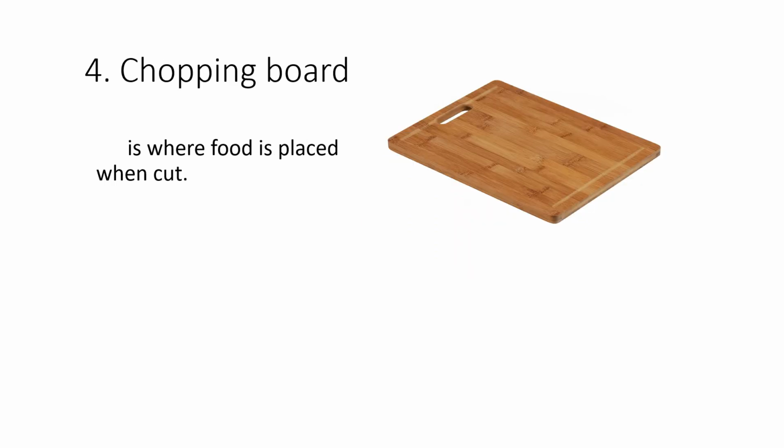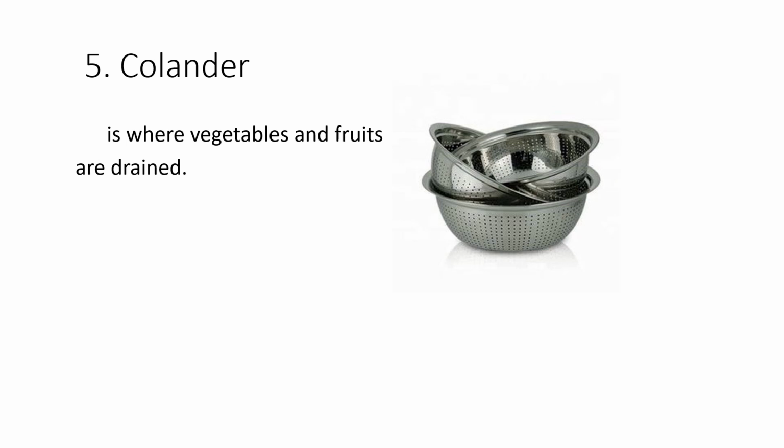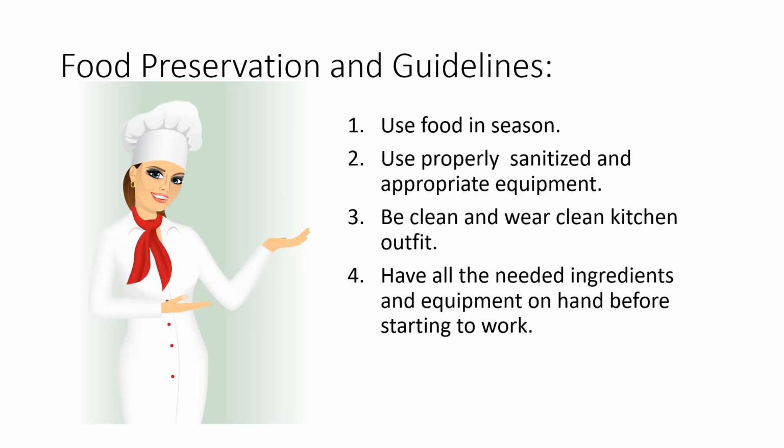The other one is the chopping board. It's where food is placed when cut. Number 5, colander. It is where vegetables and fruits are drained. Those are some of the things that we use for preparing food preservation.